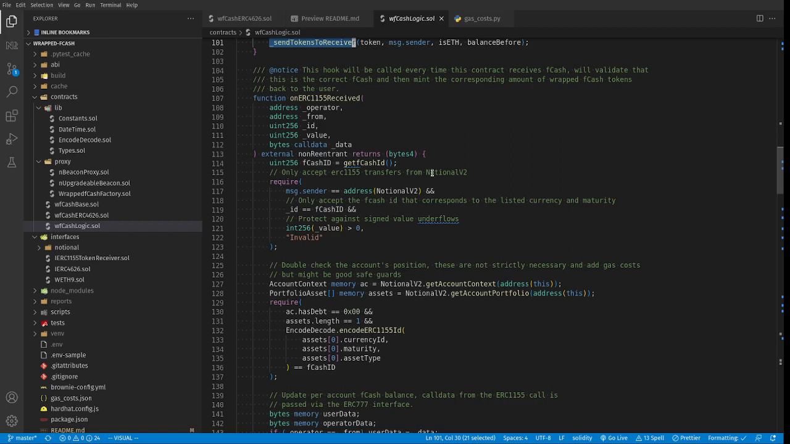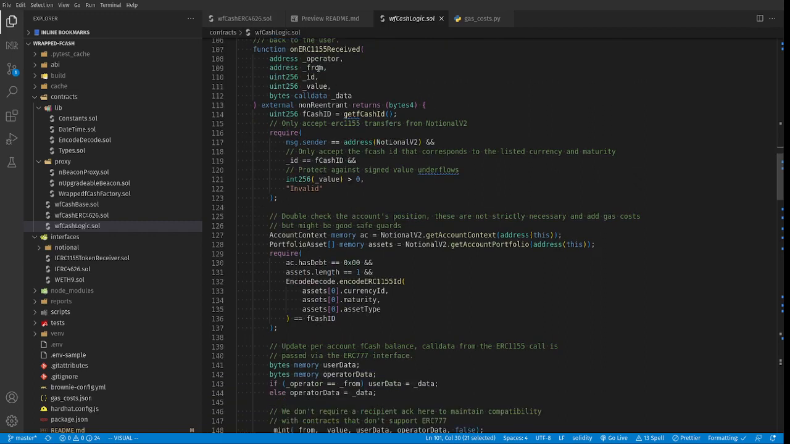So what a user could do is lend directly on Notional, create a lending position, and then in the same transaction transfer that fCash to the wrapper contract here. It's going to be about 20% more gas efficient. And so what we do here is essentially check that we only receive the matching fCash ID that this contract is willing to receive.